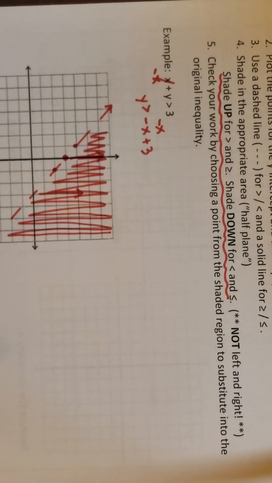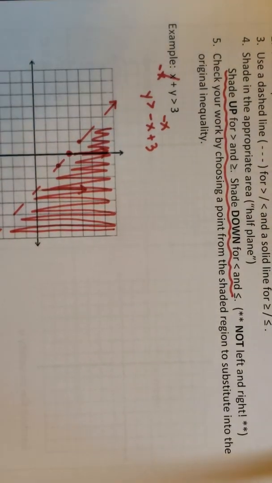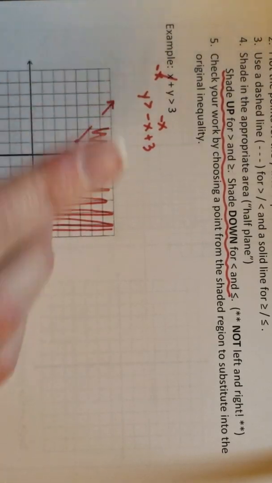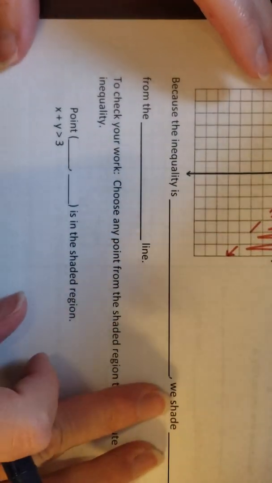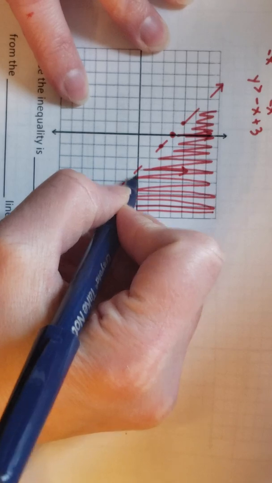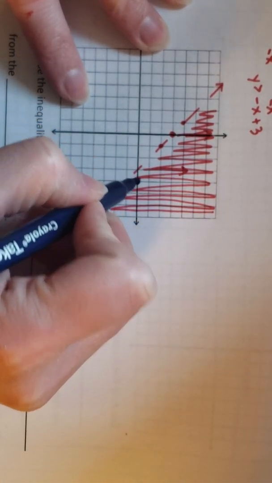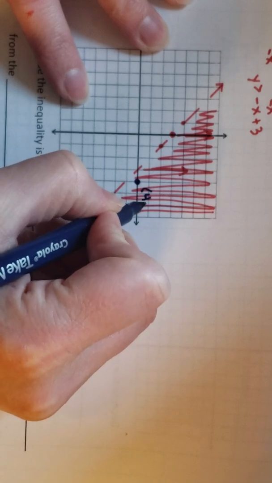Okay, so what that represents is any point that is in the shaded region will satisfy our inequality. Let me please show you what I mean by that. I'm going to scoot down here. So let's pick a point. I like to pick points that involve zeros because it's easier to substitute them in. 1, 2, 3, 4. 4 and 0.